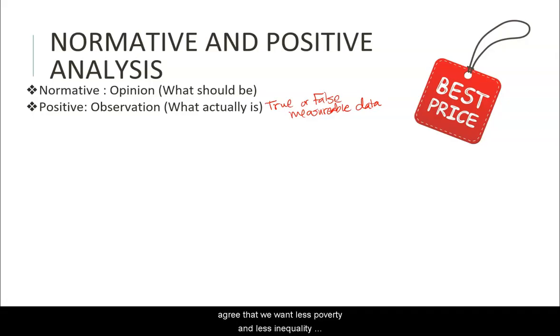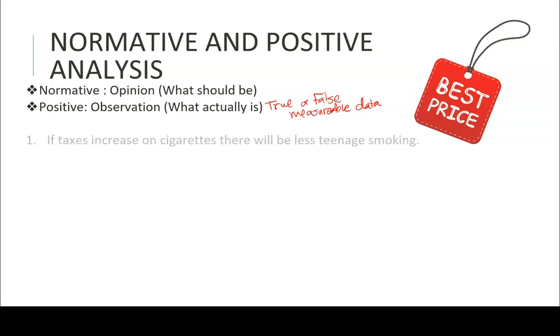So while we might all agree that we want less poverty and less inequality, the cost for some of us might be too high. We might have to give up something that you or me or someone else thinks is more important. And so we may not end up spending our resources on that as a society.